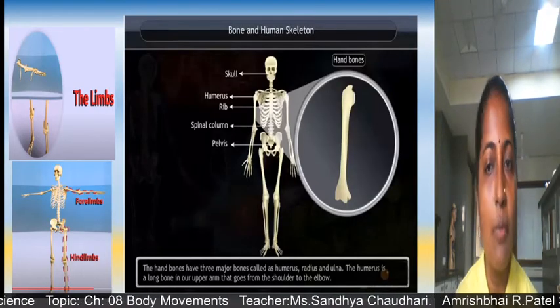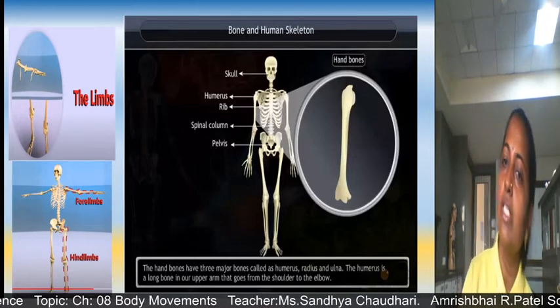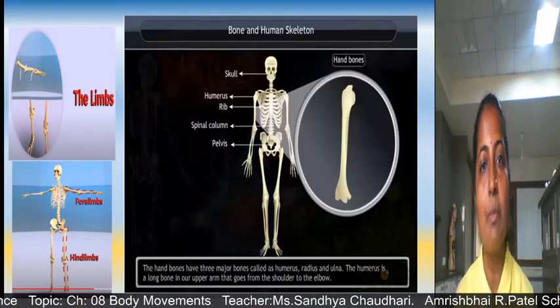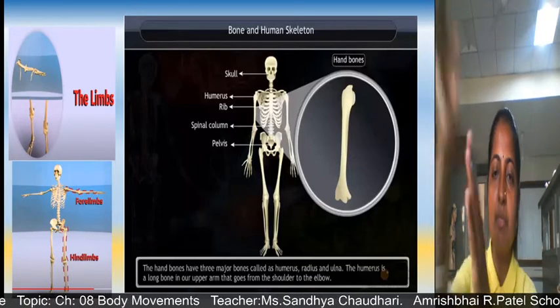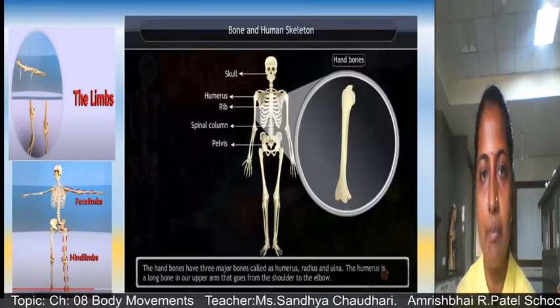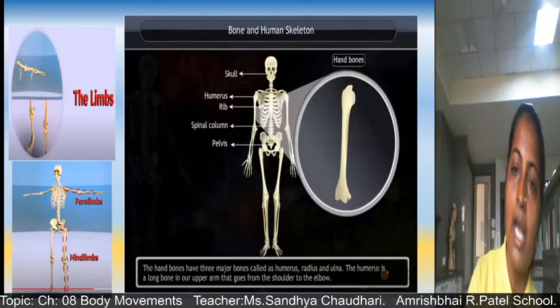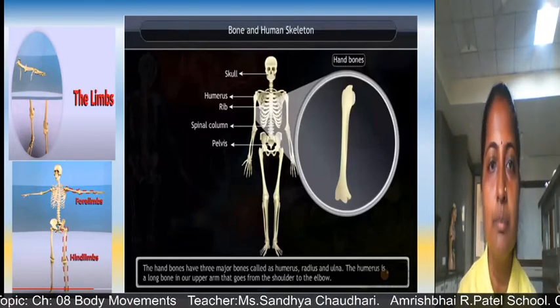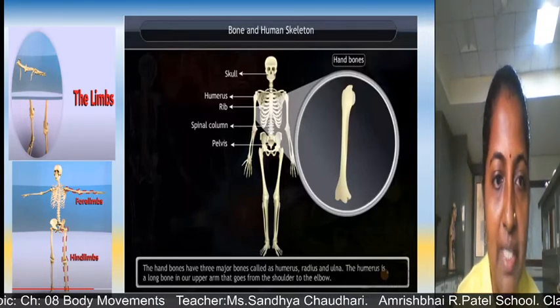See children, we have seen about the skeleton, that means the skull. Then we have seen about ribs. Then we have seen about the spinal column or backbone. Now we will see about the limbs. Limbs means hands and legs. So you can see it in the figure, the limbs, that is forelimbs and hind limbs.